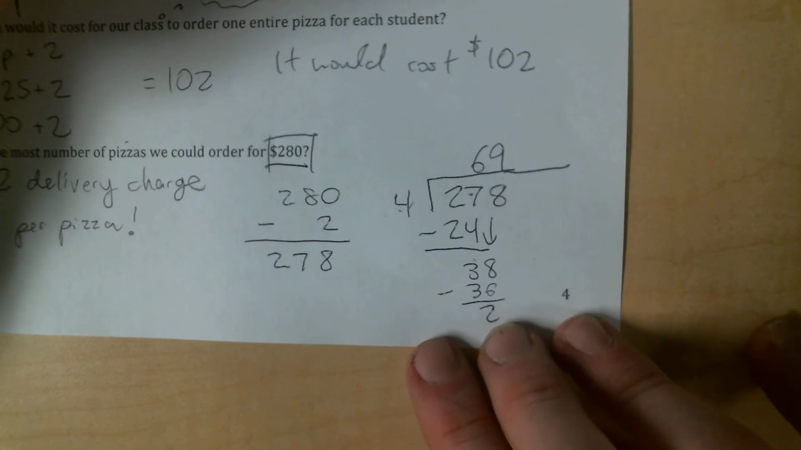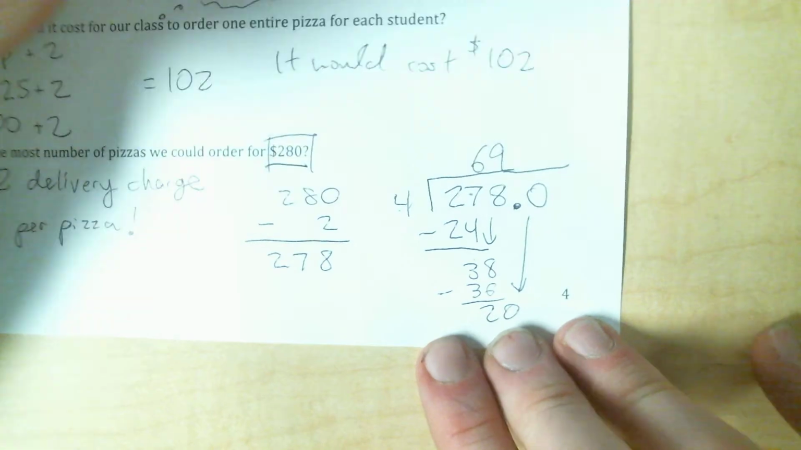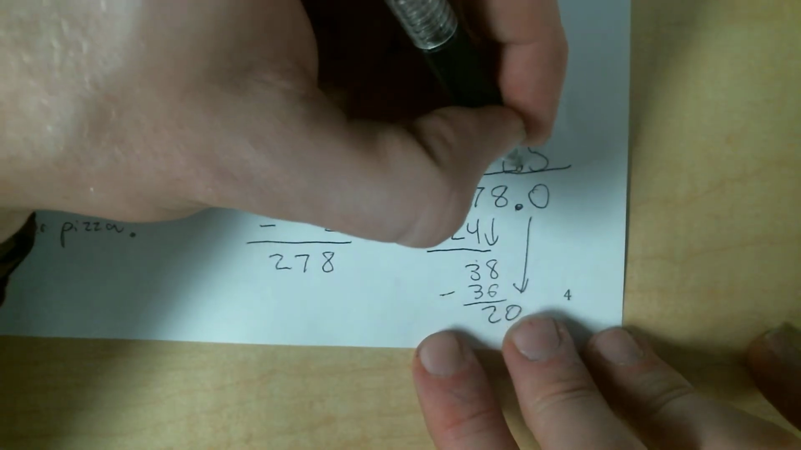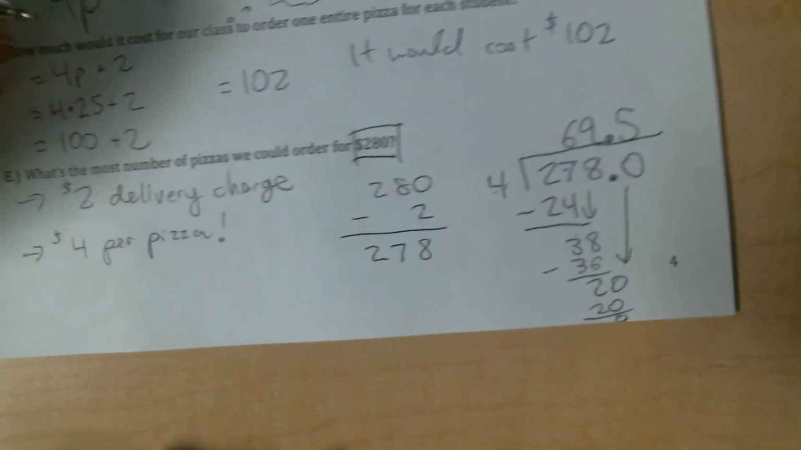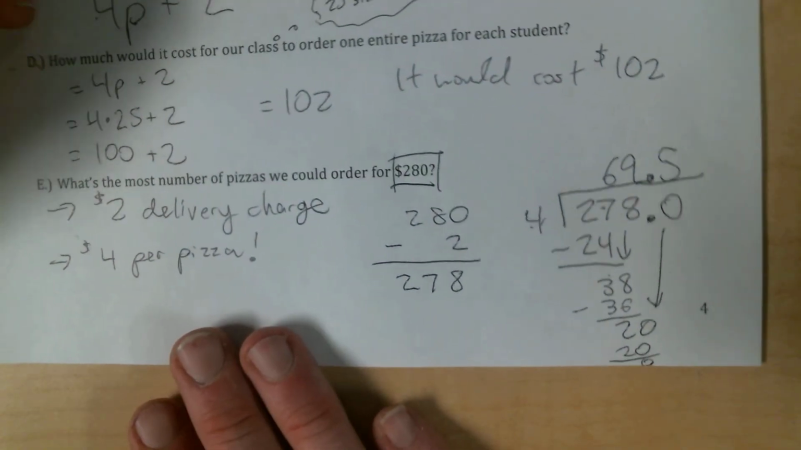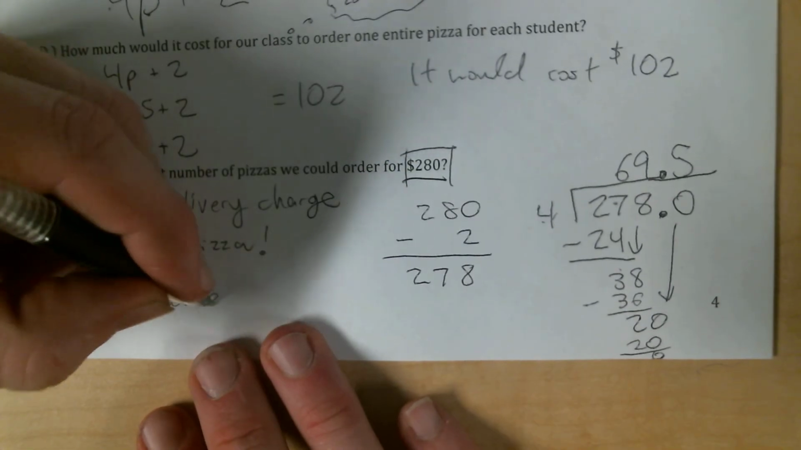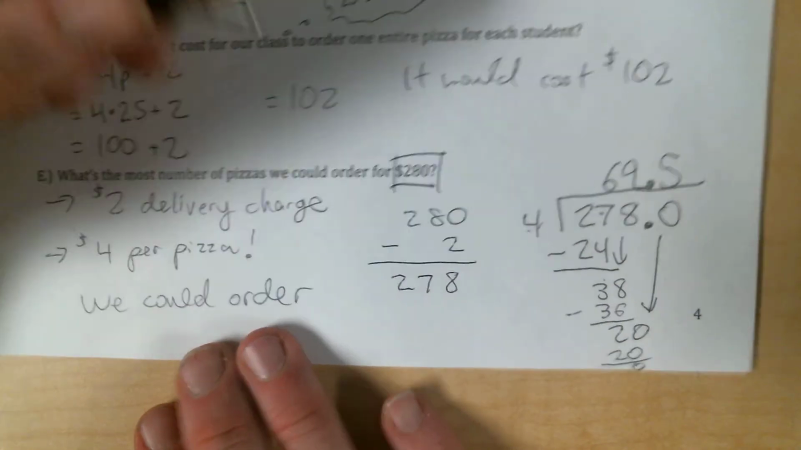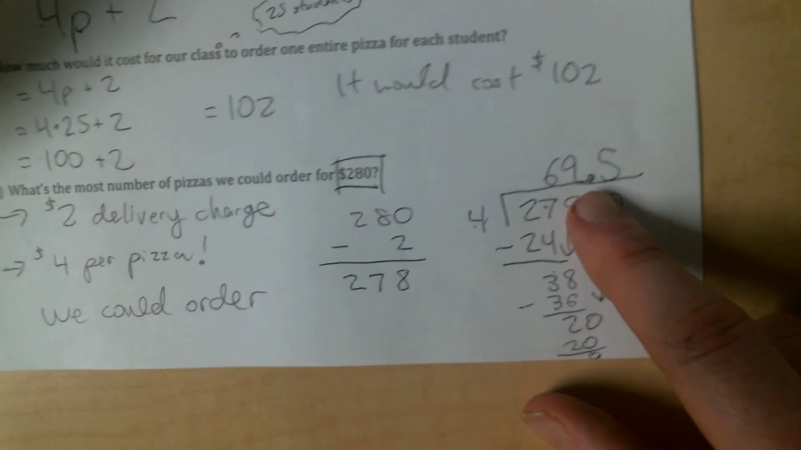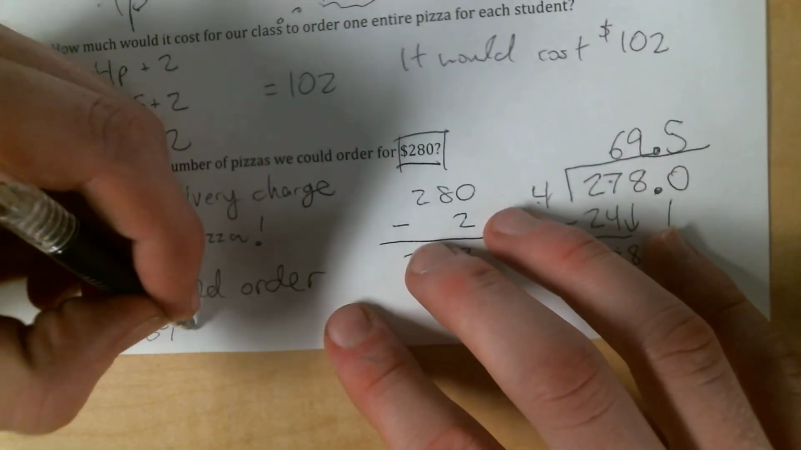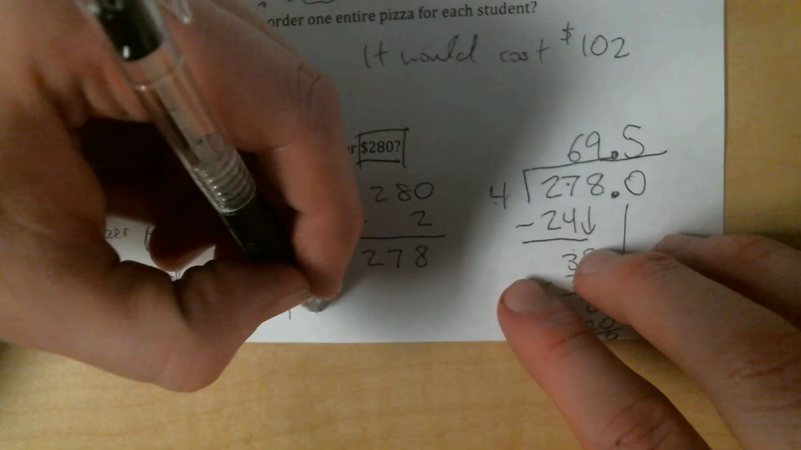But if I've got 2 left out of 4, I can still keep going. It's money. We can split money up. Let's try 4 into 20. That's 5 times. Great. Fits evenly. I've run out of room, and luckily, I'm done. So how many pizzas could we order for $280? Well, you can't really order a half a pizza. So we can't order 70, because we don't have enough money. So we could order 69 pizzas with some money left.